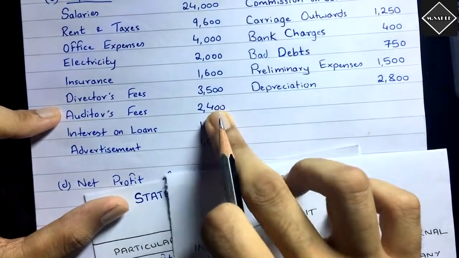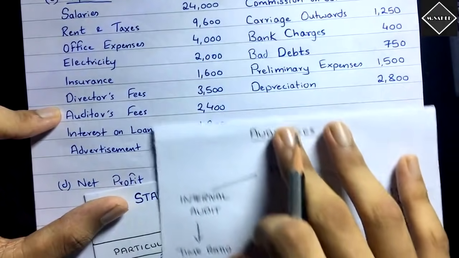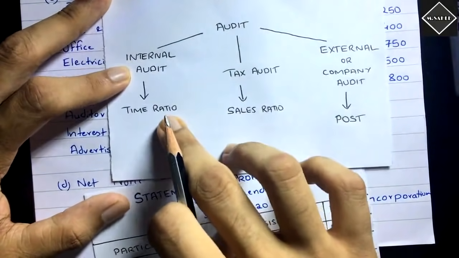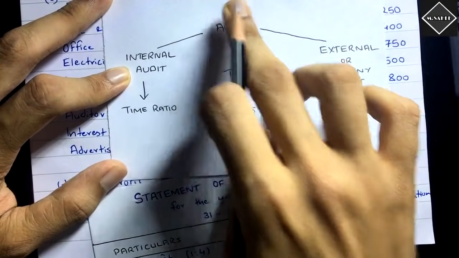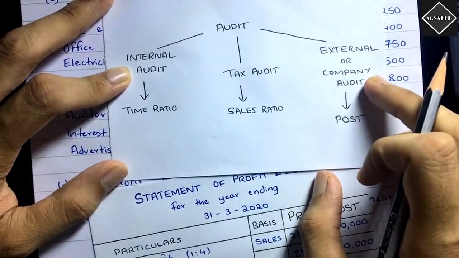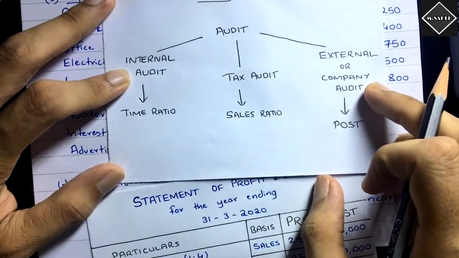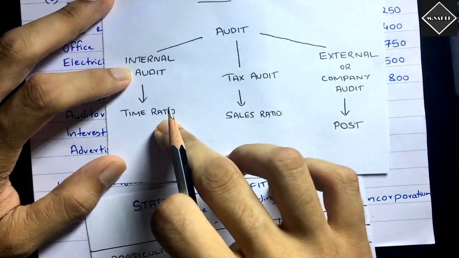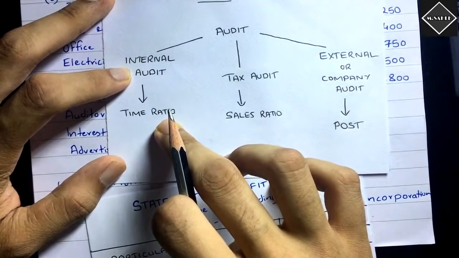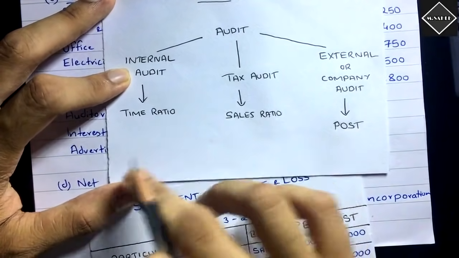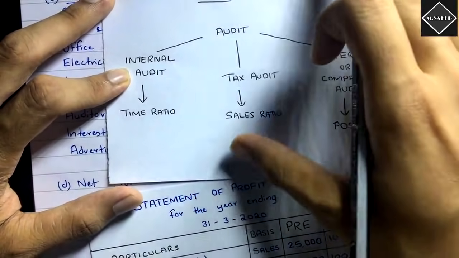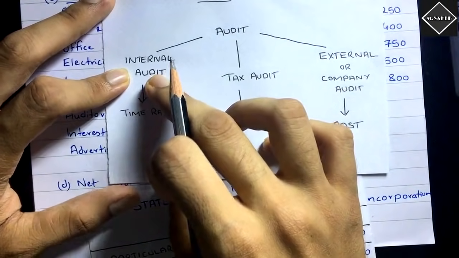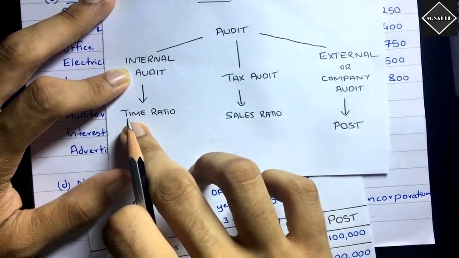But here it is naked, nothing is given. Auditor's fees 2,400, right? Now what we have to do, here we can assume that either it's internal audit and do it in the time ratio, or we can assume it is external or company audit. Fine. But for the BCom students, I will suggest assume it as an internal audit and do it in the time ratio. Okay, if they give you like this, then do it in the time ratio. You can also write the note below. It's better to write the note below, that this audit fees are assumed to be of an internal audit, so I have allocated it on the time ratio.